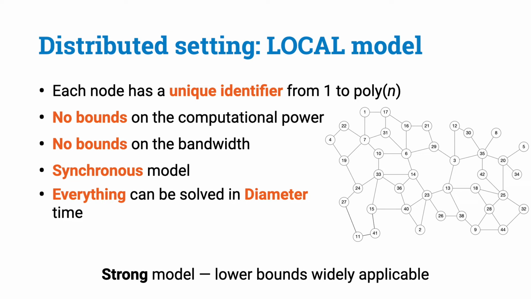All the results presented in this talk hold in the LOCAL model of distributed computing. In this model, we have a network that is modeled by a graph, where nodes represent computing entities and edges represent communication links. We will denote with n the number of nodes in the graph and with delta the maximum degree. In this model, we assume that messages can be arbitrarily large, and also we do not restrict the local computation. Hence, this is a very strong model, and this means that if we prove lower bounds in this model, then they hold in weaker settings as well.